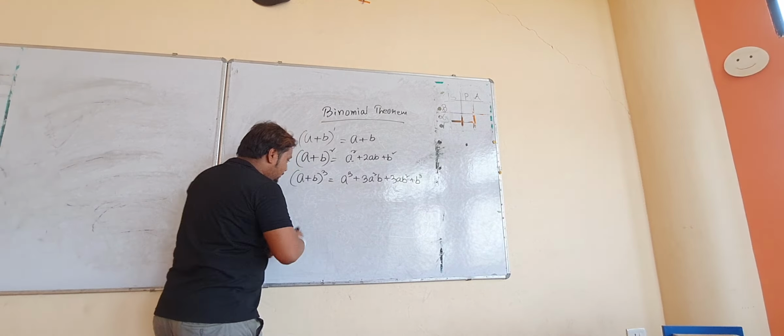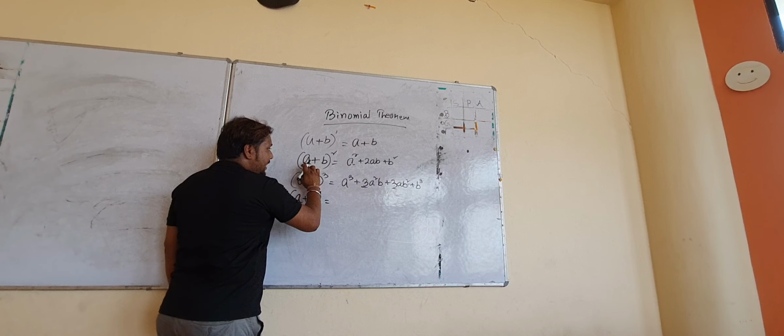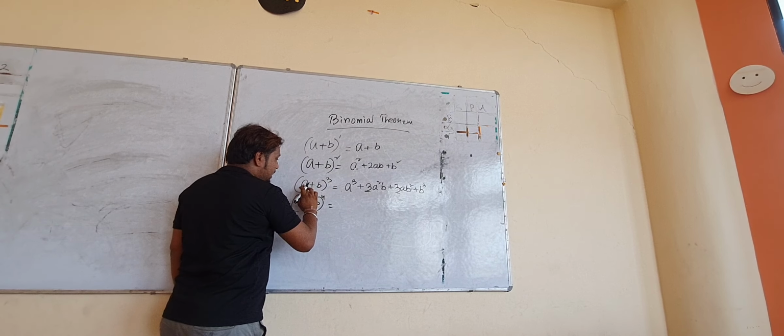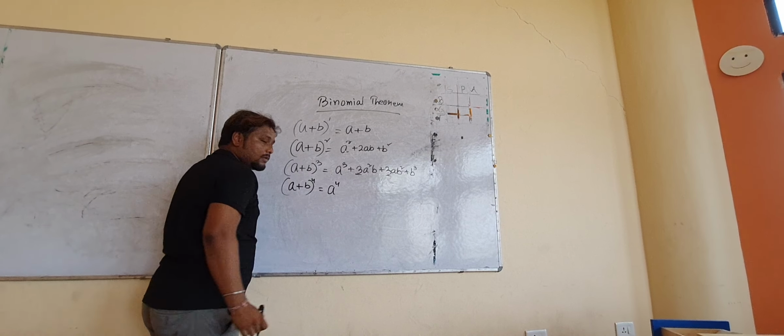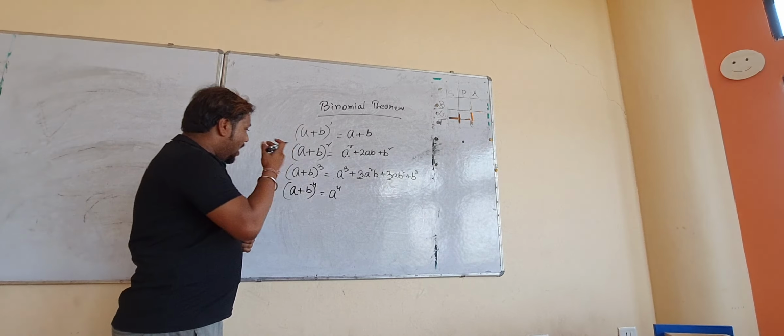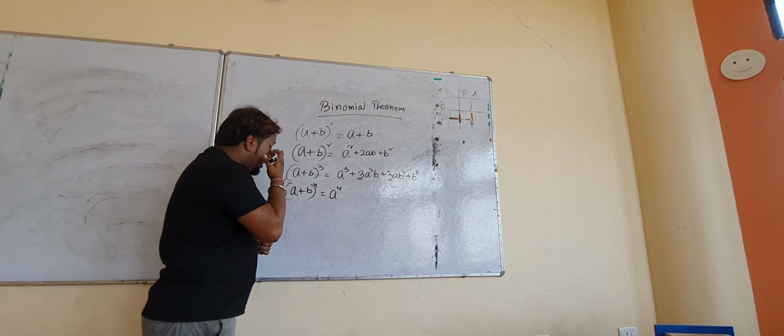Let's see. Now, here the first term is a to the power 1, a to the power 2, a to the power 2, so definitely here it will become a to the power 4. Right? Now, just observe this.